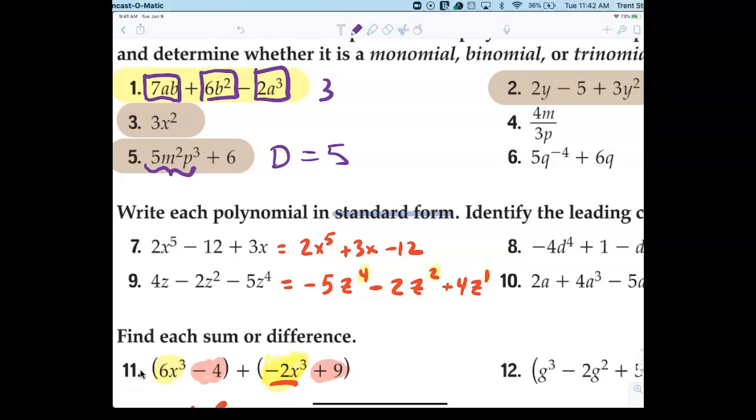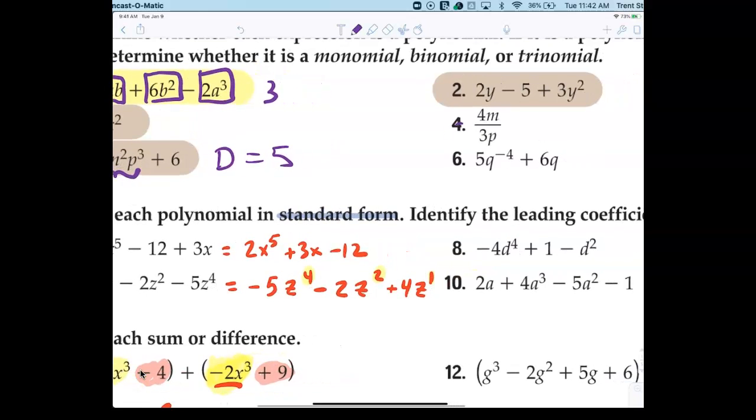All right. Now, this one doesn't classify, so we don't have to worry about it, and 6 doesn't classify, so we don't have to worry about the degree. So those are the polynomials and how you break them down into monomial, binomial, trinomial, or polynomial, and then the degree. Like I said, that's just for your own information.